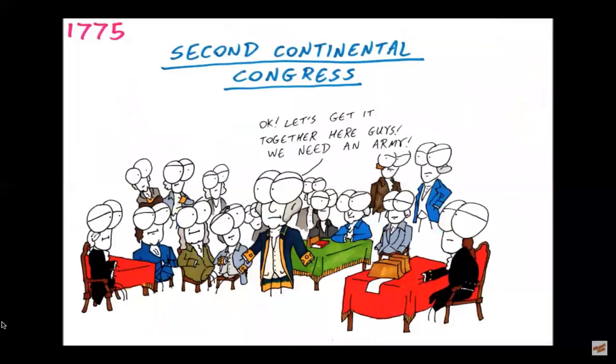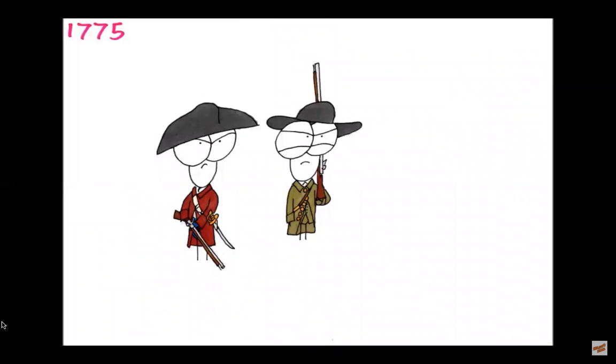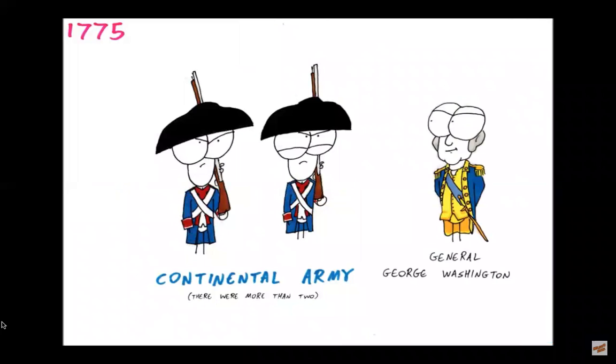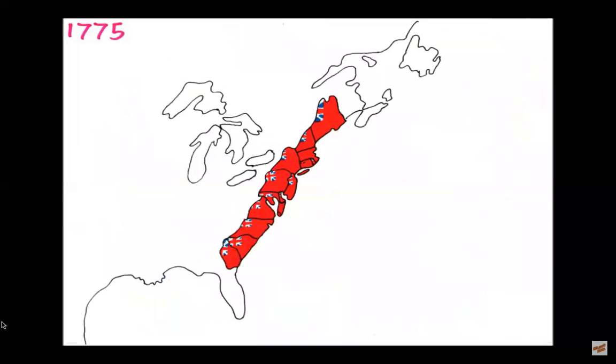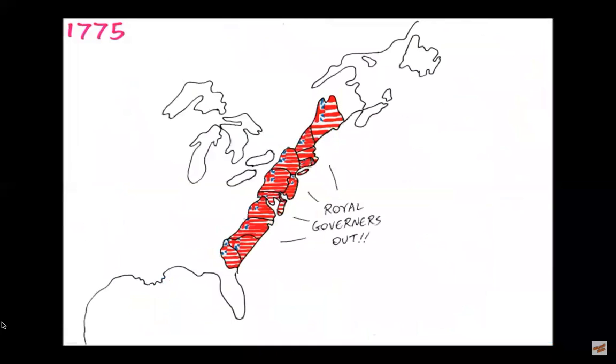The Second Continental Congress of all 13 colonies came together to organize the war effort. The militias were to be reorganized into the Continental Army, with Congressman George Washington appointed as their general. The 13 colonies organized revolutionary governments and began to expel the royal governors, taking control for themselves.